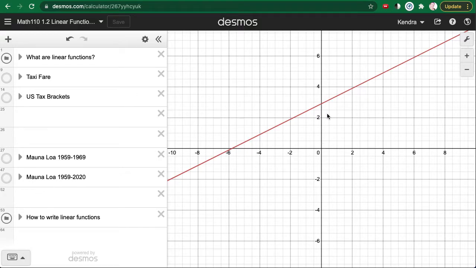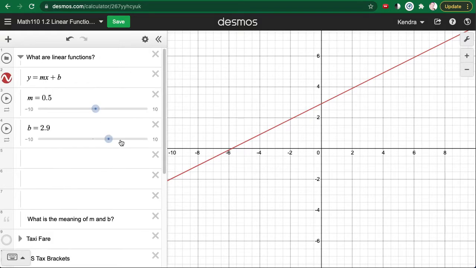Take a minute to think about this. I mean, here's a graph of a linear function, but what is happening here? You might think of a linear function as something that is mx plus b, like this. And I would like for you to think for a minute about the meaning of m and the meaning of b?